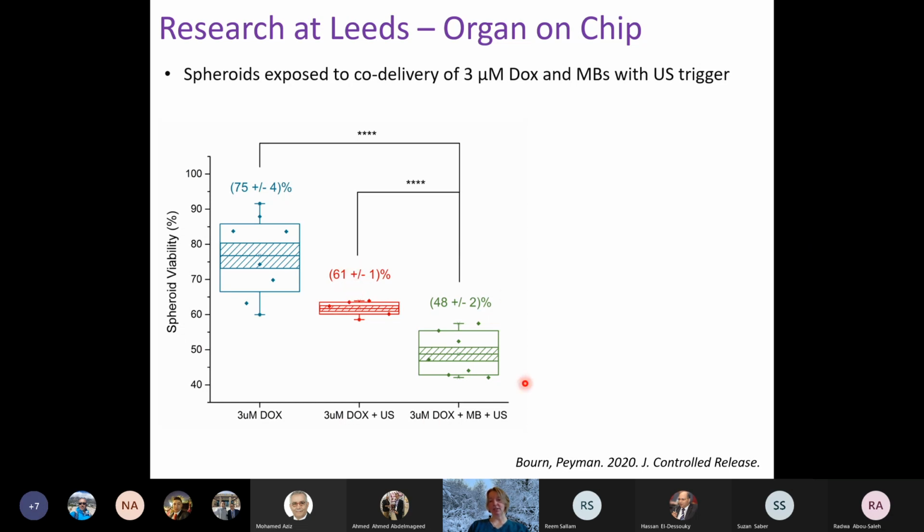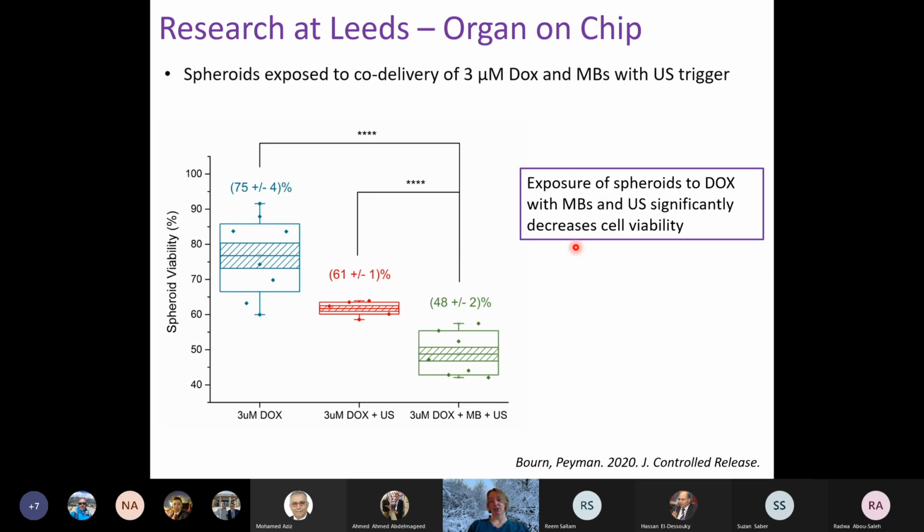But if we combine the two, so the DOX with the microbubbles and the ultrasound, as you can see, we get a much higher cell death in the presence of all three. So that essentially shows that the exposure of spheroids to DOX and microbubbles with ultrasound significantly decreases cell viability. So it supports our theory that therapeutic microbubbles are a route to improving cancer treatment.